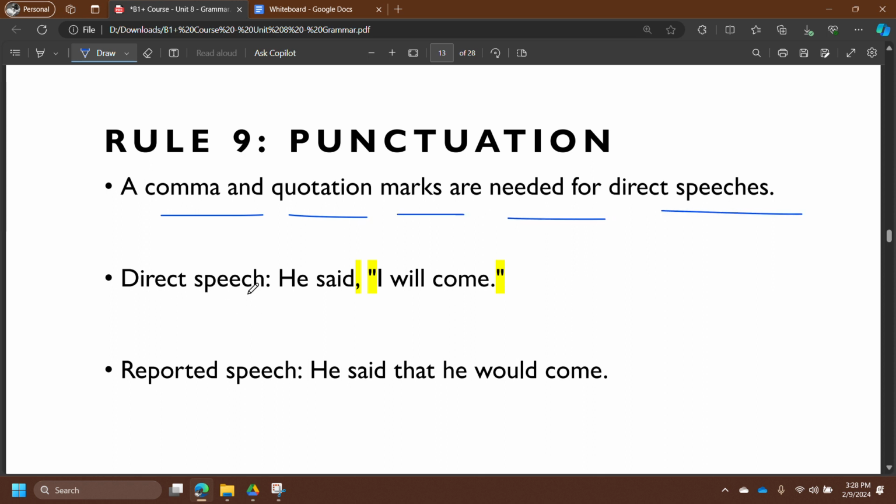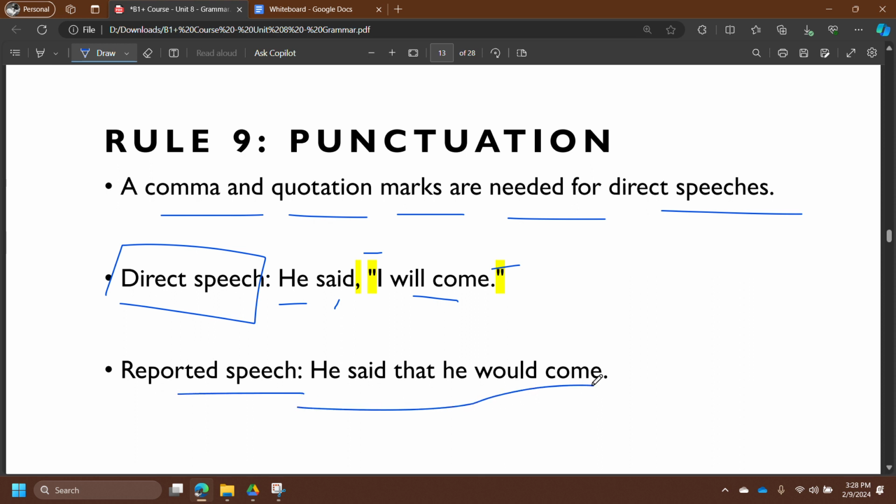Rule number 9 about punctuation, guys. A comma and quotation marks are needed for direct speech. For example, in the direct speech, he said, comma, double quote, I will come, and double quote. Okay, this is a way of showing that this was direct speech. But in reported speech, we don't really have them. He said that he would come. Done. So in indirect or reported speech, we don't need to follow the rules we had in direct speech and have comma and double quotation marks or even single quotation marks.